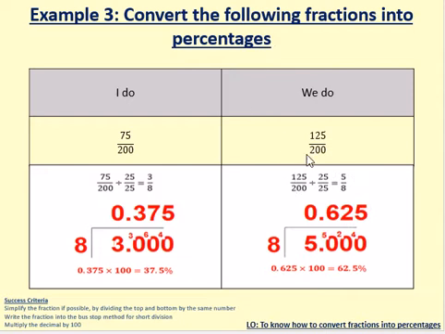Okay, so 125 over 200. Biggest number that goes into both 125 and 200 is 25. How many 25s go into 125? It's 5. How many 25s go into 200? It's 8. So this simplifies to 5 over 8. And then again, we're just doing 5 divided by 8, using the bus stop and timesing by 100.